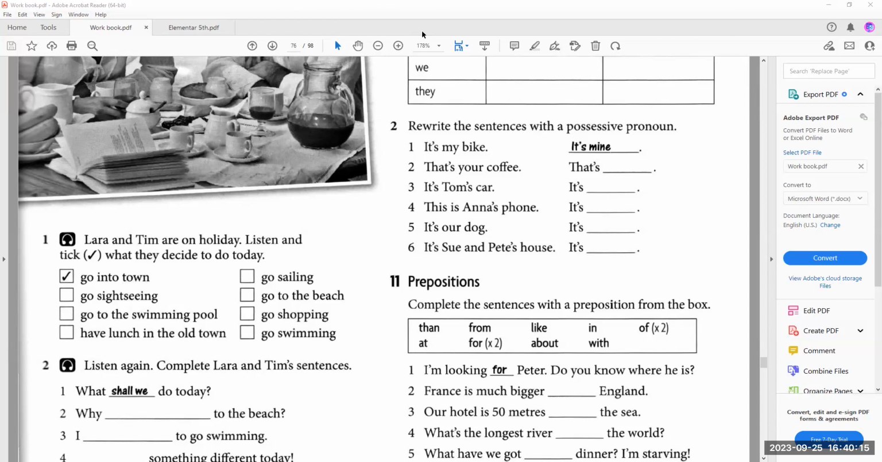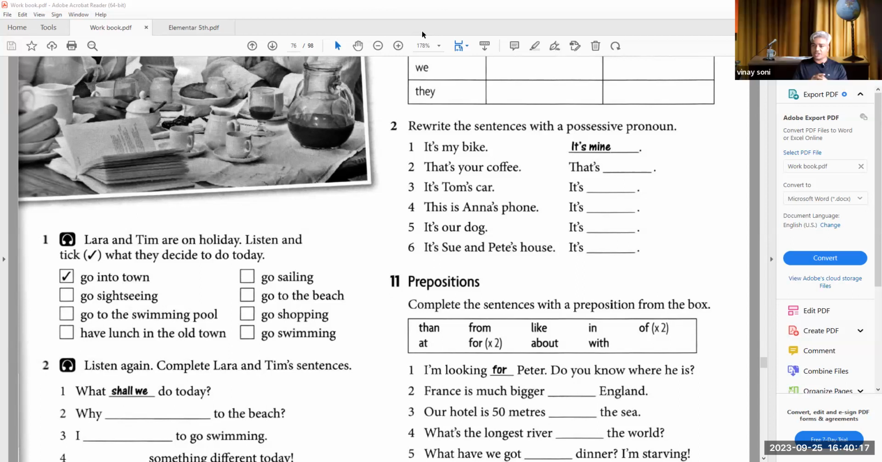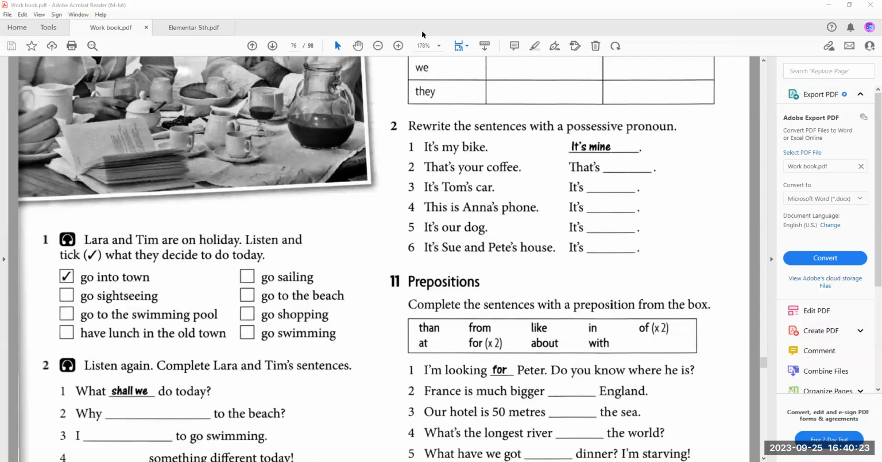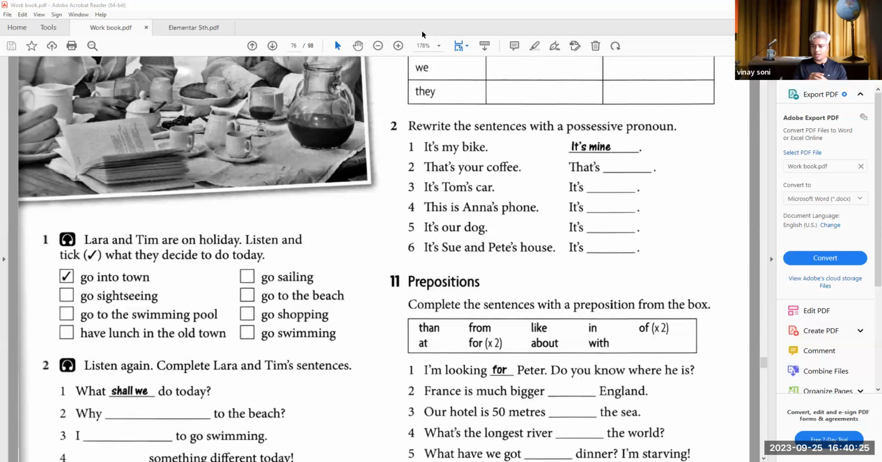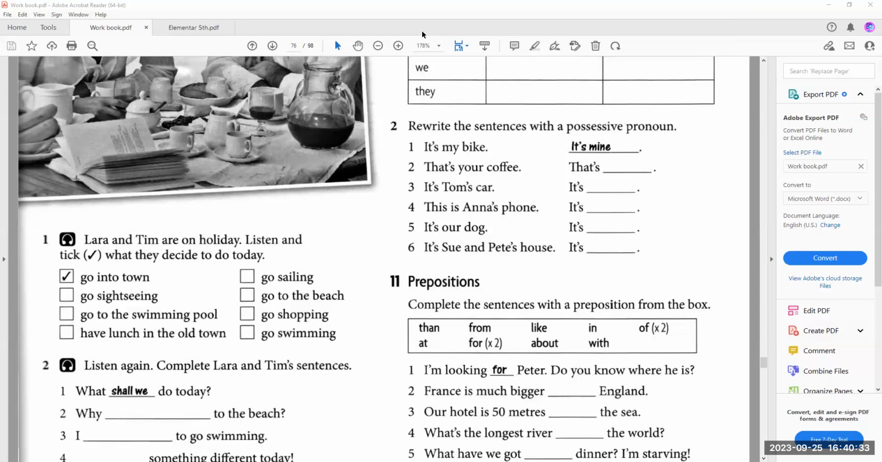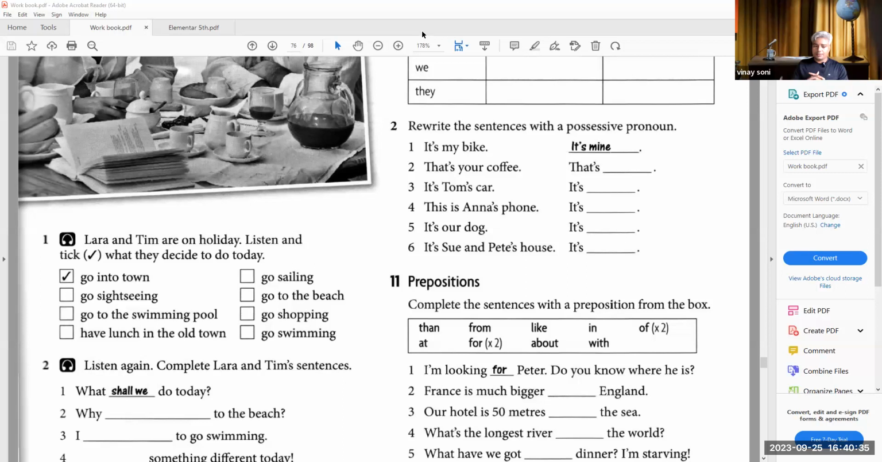Good afternoon, sir. Hello, Shada. Welcome back. Do they really decide to go to the swimming pool? I'm not sure about it. No, sir, they don't. Yeah, that's what I thought. They decide to go swimming, but not to the swimming pool. Yeah, sir. Okay.